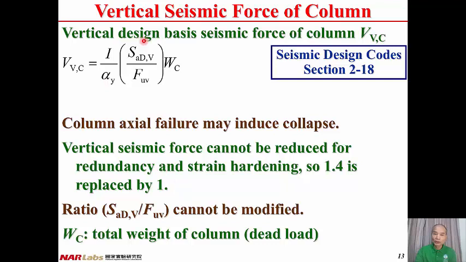In addition, the ratio SADV divided by FUV cannot be modified anymore because the column axial failure is very serious. It may induce collapse of the structure. And WC is the total weight of the column. That's the dead load of the column.